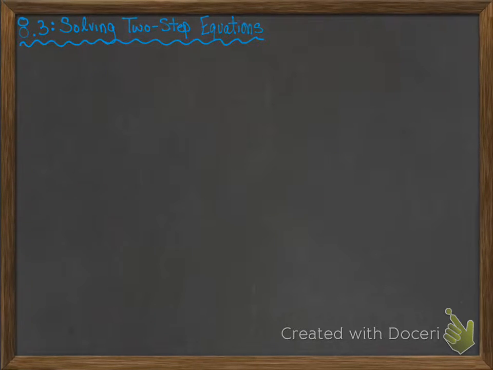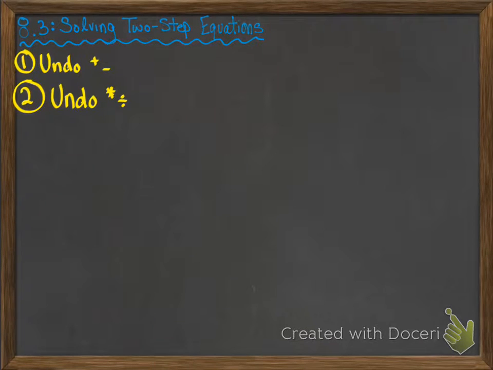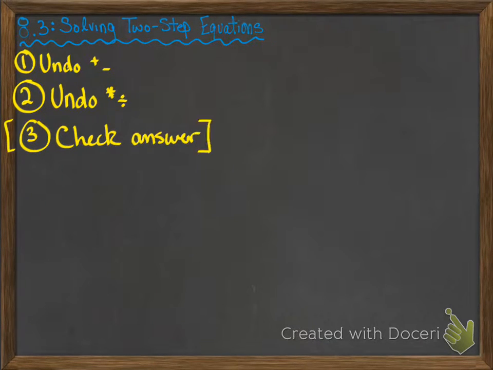8-3 is called Solving Two-Step Equations, and it's a pretty straightforward lesson. It's really how to break down an equation like 5x minus 10 equals 50. And there's only a couple of steps, and they're really straightforward. So the first one is undo addition or subtraction. Second one is undo multiplication or division. And the third one I'm going to put in brackets because most of you don't do this, but is check your answer.